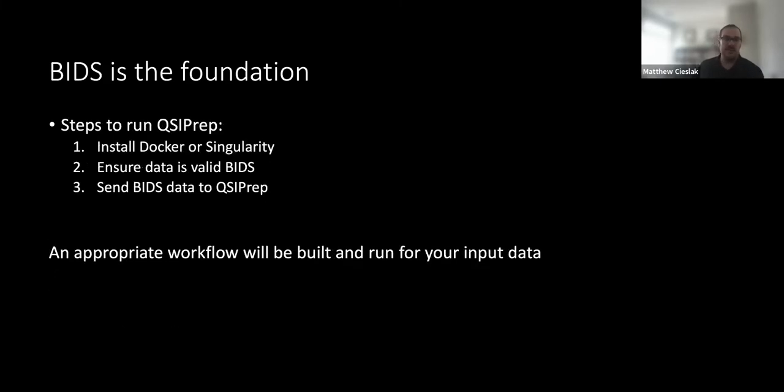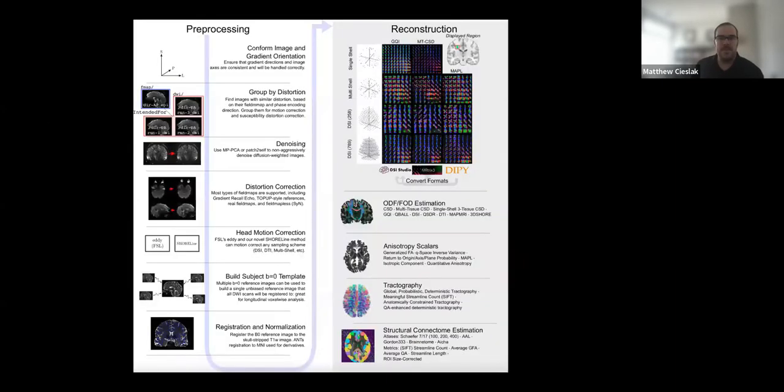So what does that mean in practice? It means that as a student, you would install Docker or Singularity on your cluster. You would ensure that your data is BIDS valid, and then you run a QSIPrep command and wait for the results to come out. So what exactly is a QSIPrep workflow? This is the overview of all of the things that can happen to it. This was included in the paper and is already a little bit outdated, but we'll go through each of these steps in turn.